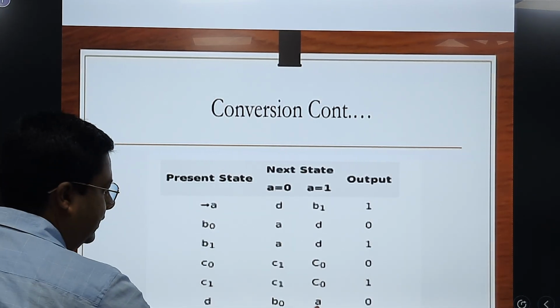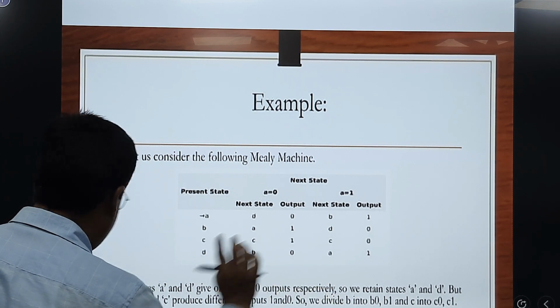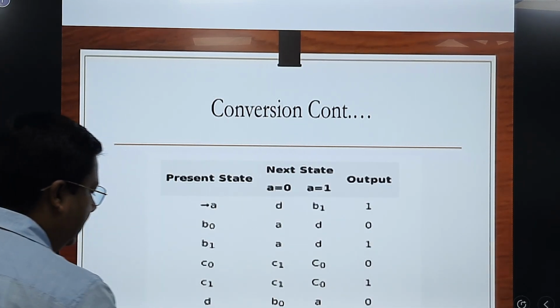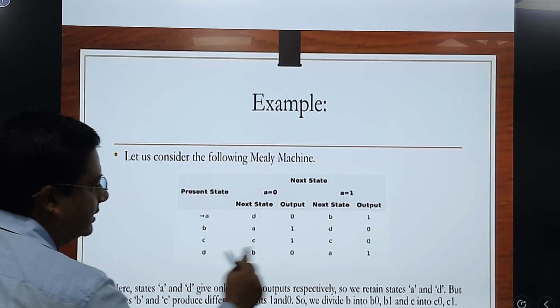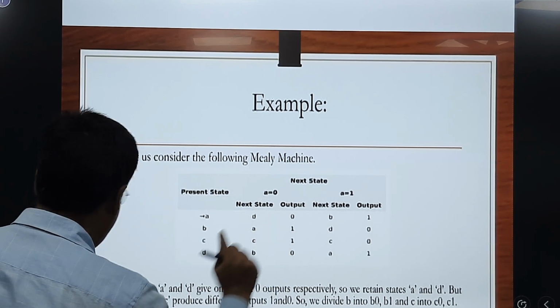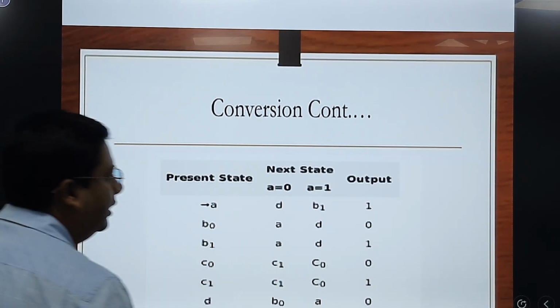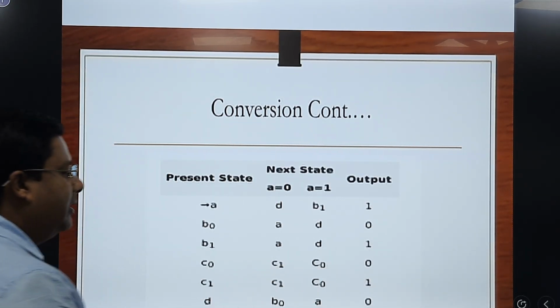This is A. A is written simply as A. We have taken A only. And at D, the output we have got is 0, so we will write D as 0. So this is the total machine which we have converted.